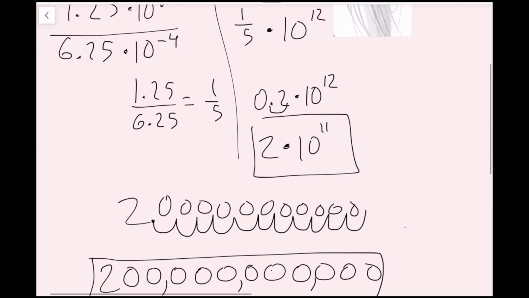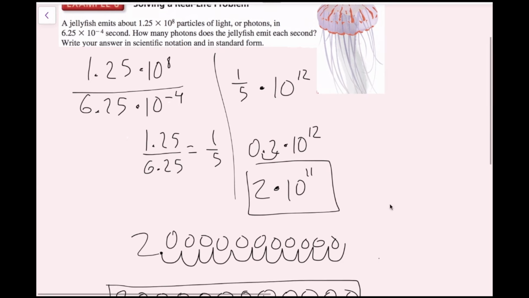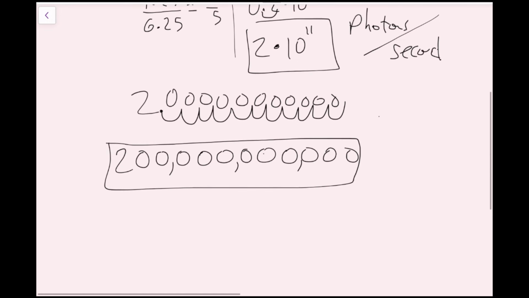Okay, now if I look back up to figure out what my units are, it's particles of light or photons and seconds. So my rate is 2 times 10 to the 11th photons per second, or 200 billion photons per second. Anyway, now we're done with this one.